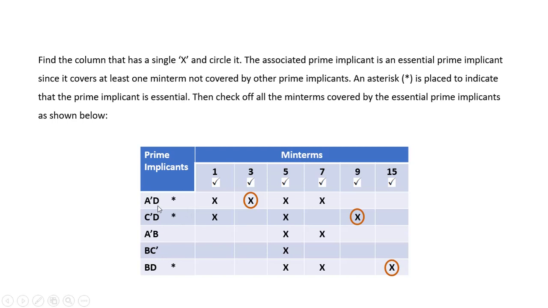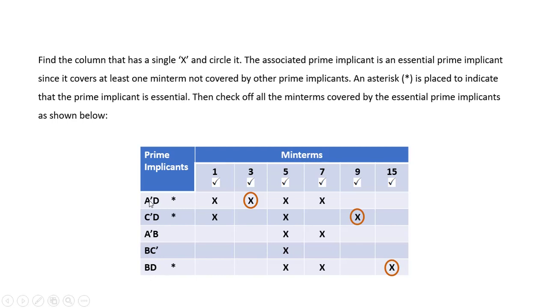So this is an essential prime implicant and we have put an asterisk mark to show that. Similarly, here also we have a single cross in this column, and so minterm 9 can be covered by this prime implicant only. So C bar D is also an essential prime implicant. We have represented it with an asterisk. Similarly, minterm 15, in this column there is a single cross. So minterm 15 can be covered by only prime implicant BD. So this BD is also an essential prime implicant.